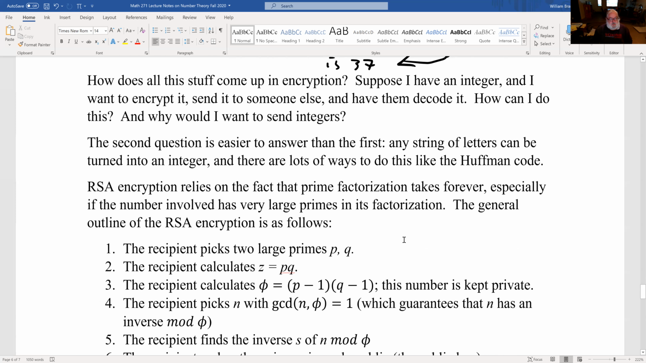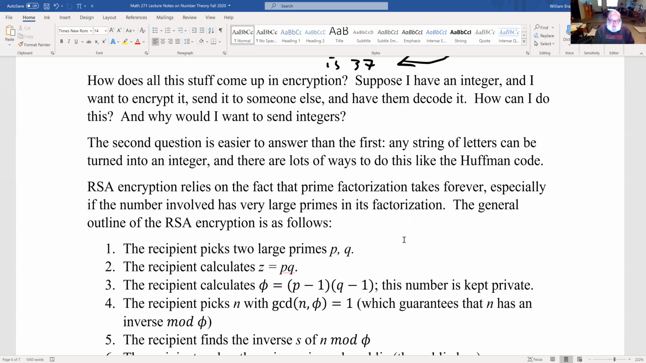And why would you want to send integers? You want to send integers because any string of letters can be turned into an integer. We did a Huffman code early in the course, and that takes letters and turns them into integers, binary integers, in fact. So any string of letters can be turned into an integer.